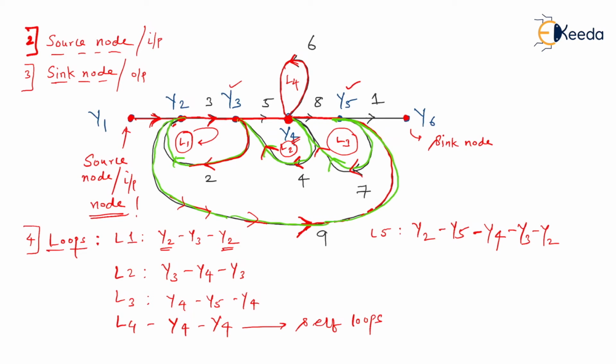And out of those 5 loops, loop number 4 is considered a self loop because it is involving only one node. Please remember, when a particular loop consists of only one node, that is, the starting and the terminating point itself is a loop, then it is considered a self loop.